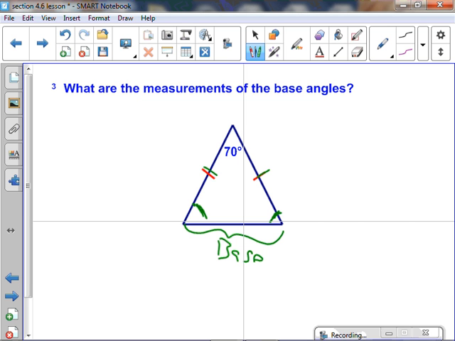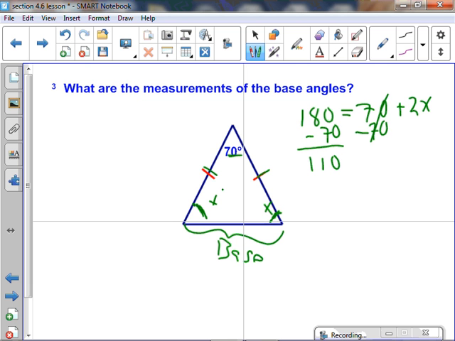Okay? So you know that those two plus this 70-degree guy has to equal 180. So 180 is equal to 70 plus 2 times x, because I know they are both the same, so I can just call them both x. Okay, 2x plus 70 equals 180. Take away 70. You get that 110 is equal to 2x, or x is equal to 55. Easy squeezy lemon peasy, or something like that.